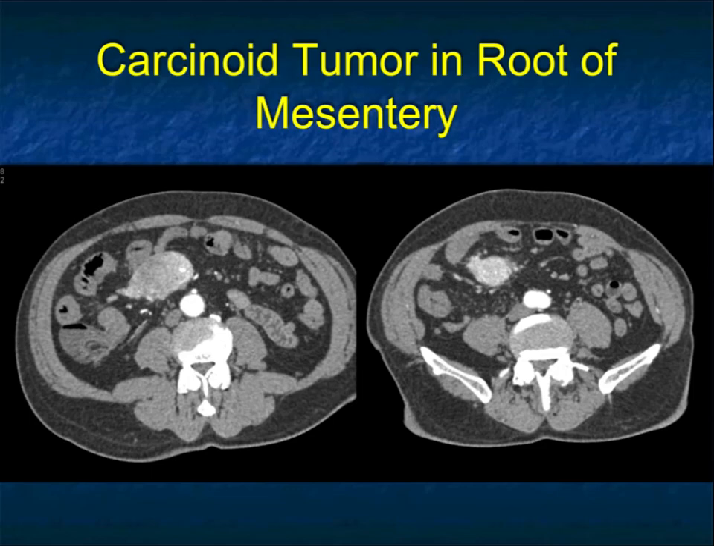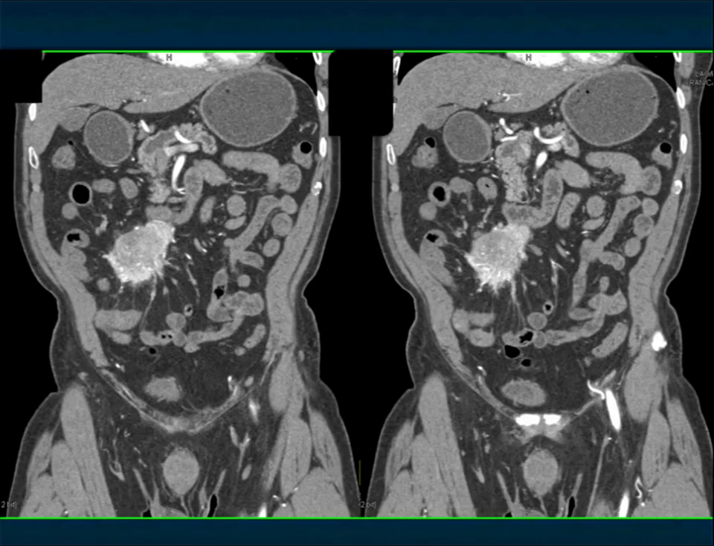You can think about metastases. You can think about lymphoma. But this is enhancing, and when you look hard, there is a desmoplastic reaction. Mesenteric masses enhancing, desmoplastic reaction, best shown in the coronal view. You've got to be thinking carcinoid tumor.